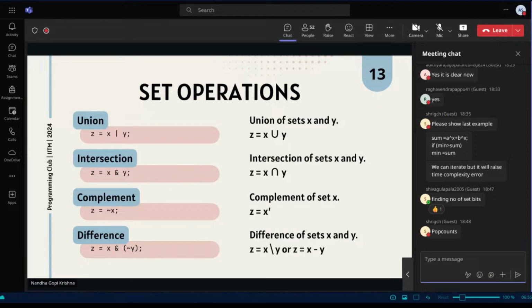However, if y does not contain that element, that means the kth bit in y would have been 0. The kth bit in not of y would be 1. So 1 and 1: the kth bit in x and the kth bit of not y would now be 1. I hope you understand how union, intersection, complement, and difference are implemented.